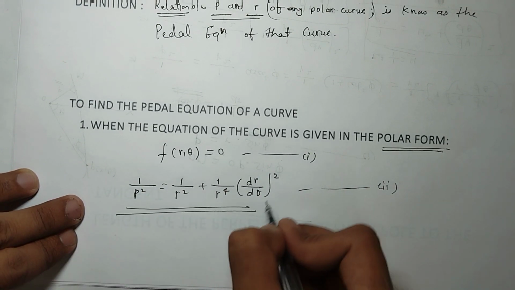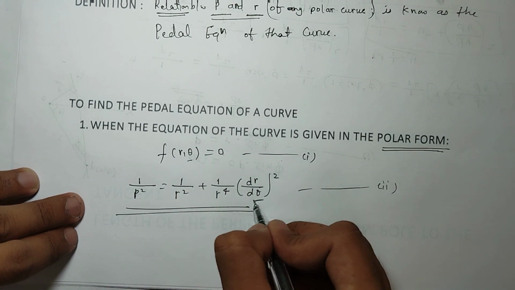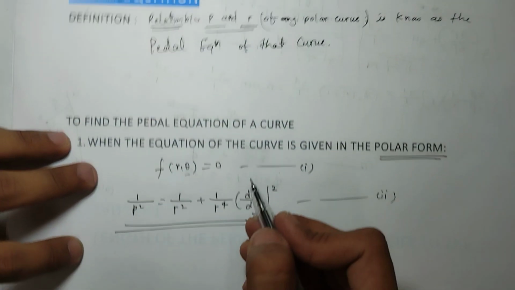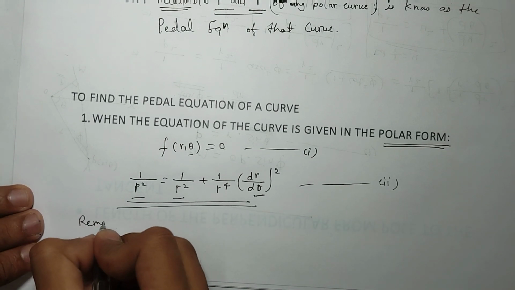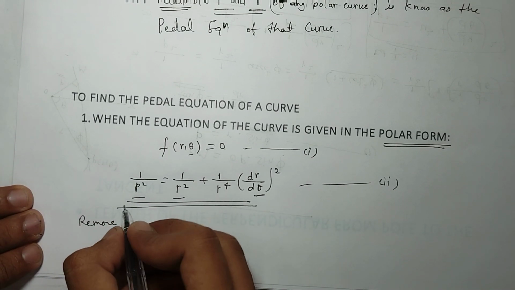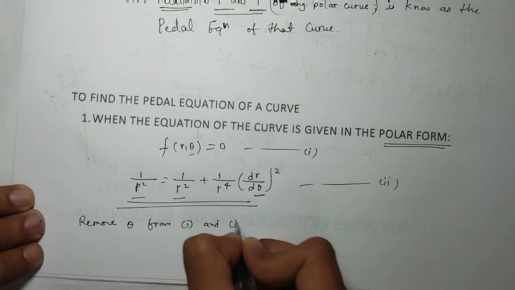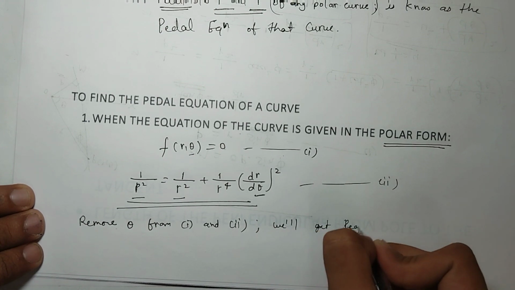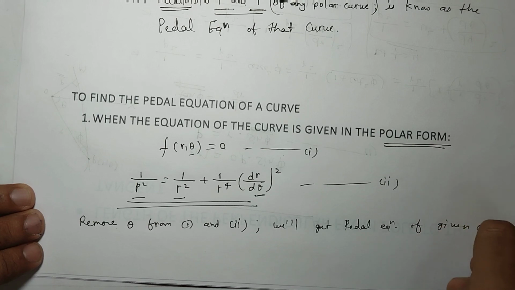Now we have to simply remove the theta from both 1 and 2, and we will get the required equation. That will be our pedal equation, because that will be in the terms of p and r. Okay, so remove theta from equation 1 and equation 2, we will get pedal equation of given curve.